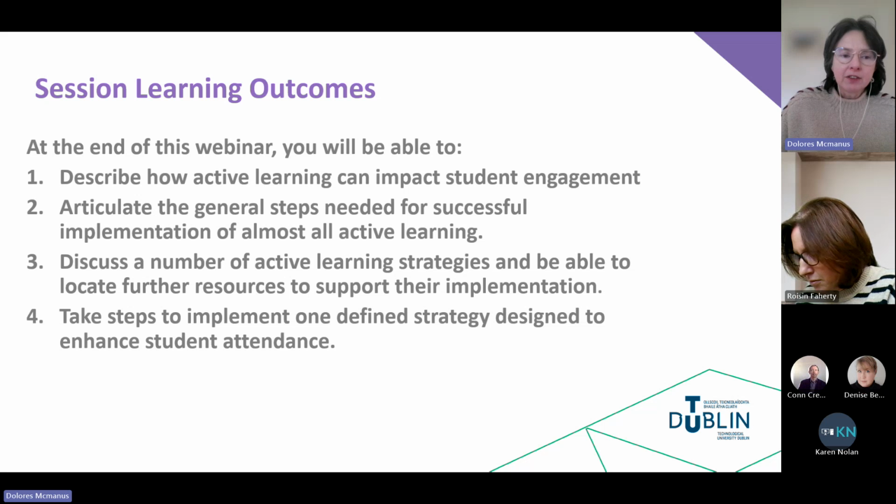So at the end of the session, hopefully you'll be able to describe how active learning can impact student engagement. You will be able to articulate the general steps needed for successful implementation. You will have an ability to discuss competently a number of active learning strategies and know where to go to find out how to implement those strategies, or know where to go to get further information about them. And you will be in a position, if you wish, to implement one defined strategy designed to enhance student attendance.